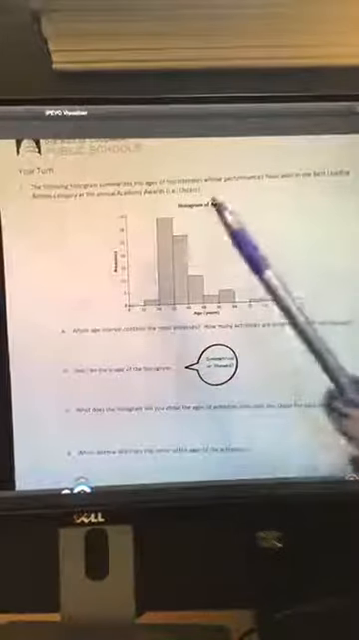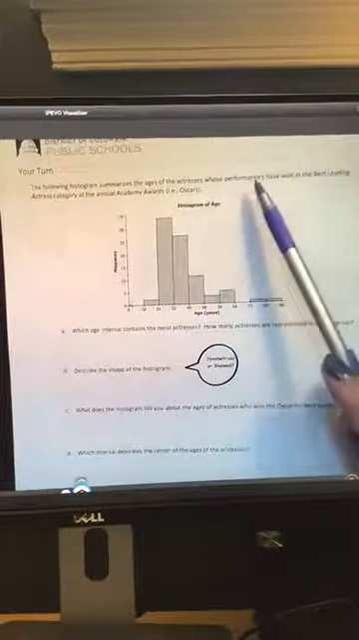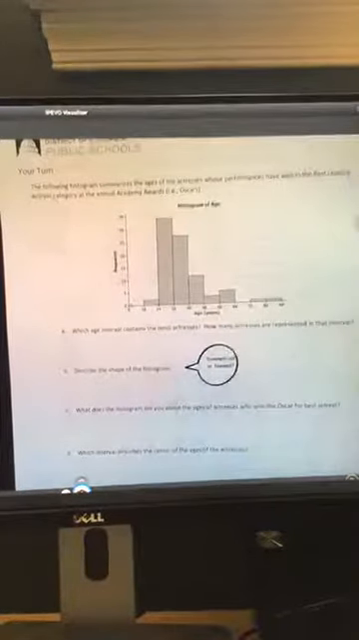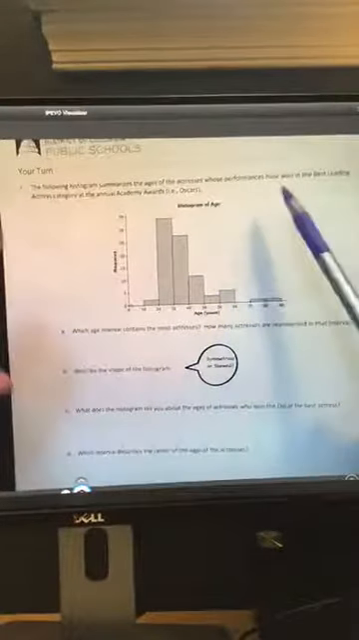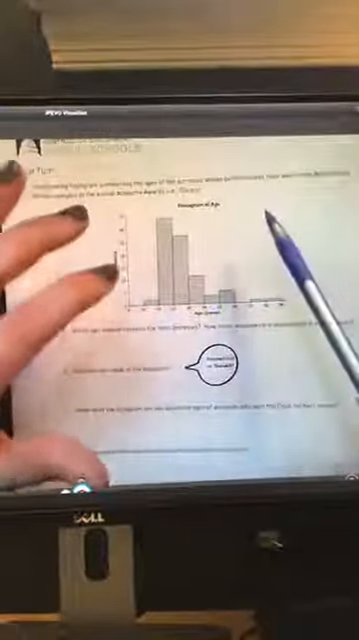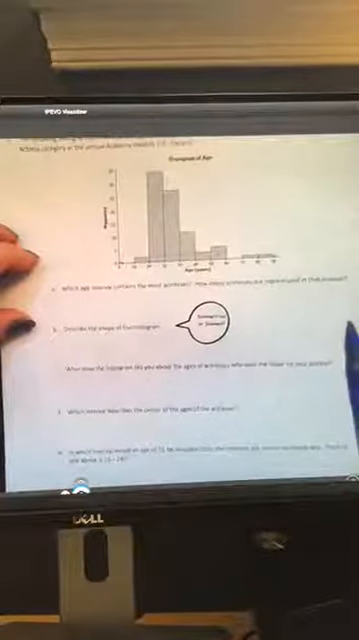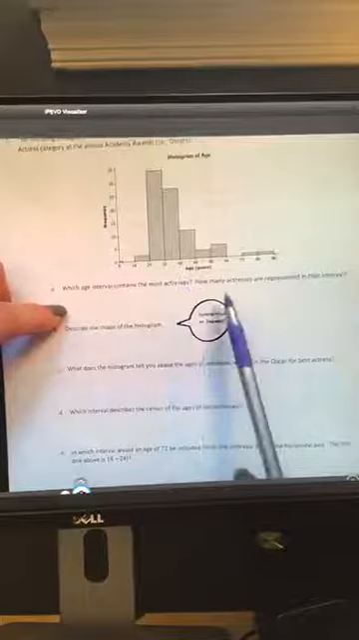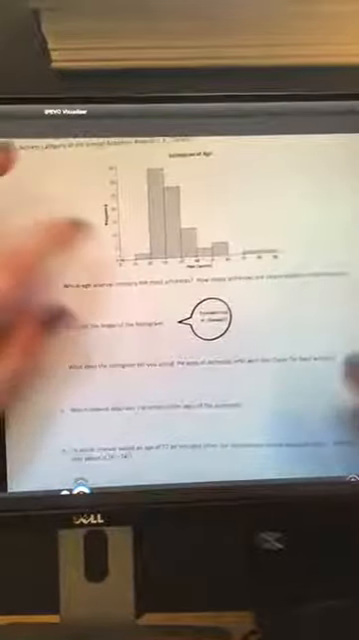Okay, so now it says the following histogram summarizes the ages of the actresses whose performances have won the Best Leading Actress category at the annual Academy Awards. Good morning, Kayla. So the Oscars. So it looks at all the females that won the Oscars and broke them down into groups based on their ages. So question A says, which age interval contains the most actresses and how many actresses are represented in that interval?